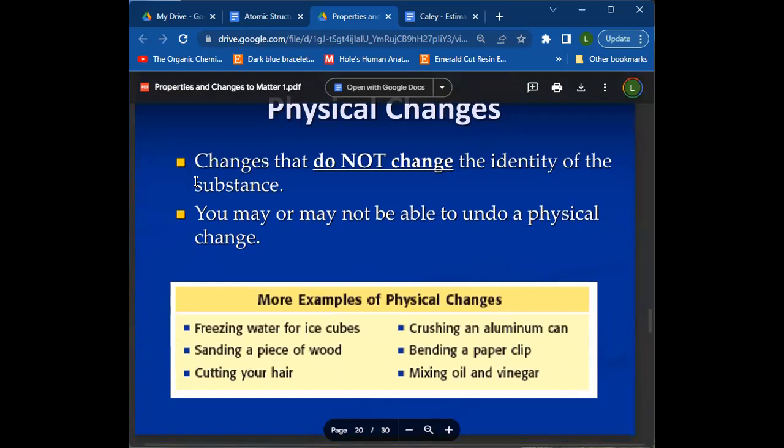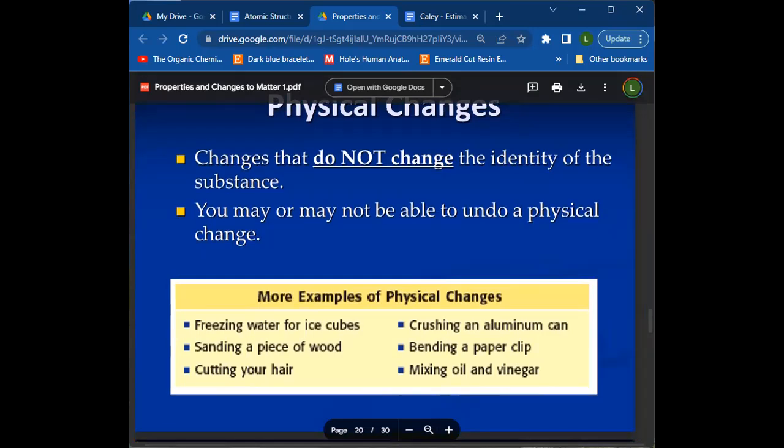Okay, so for example, freezing water for ice cubes, that would be an example of a physical change. And the reason why is because, for example, liquid water is H2O, and then ice is also still H2O.